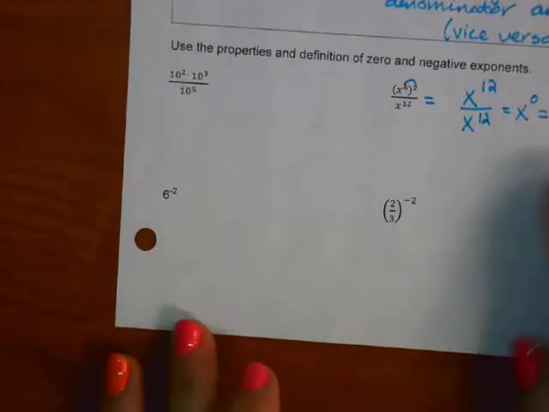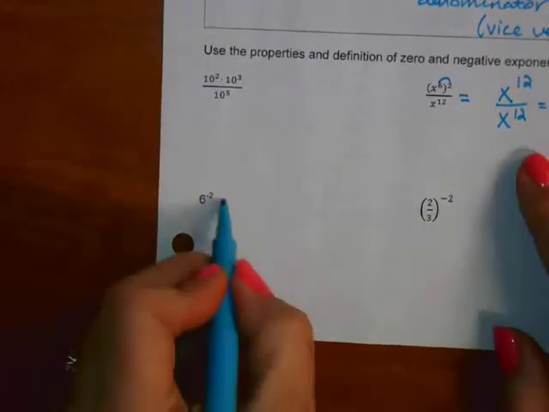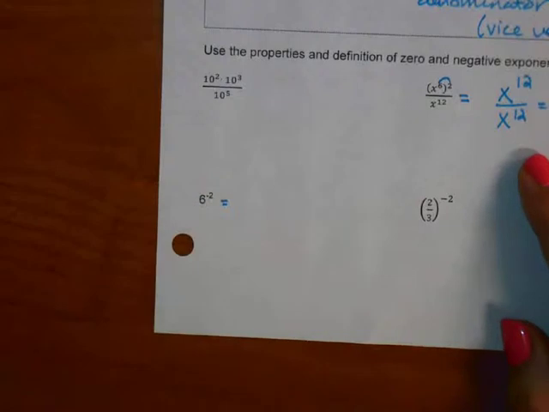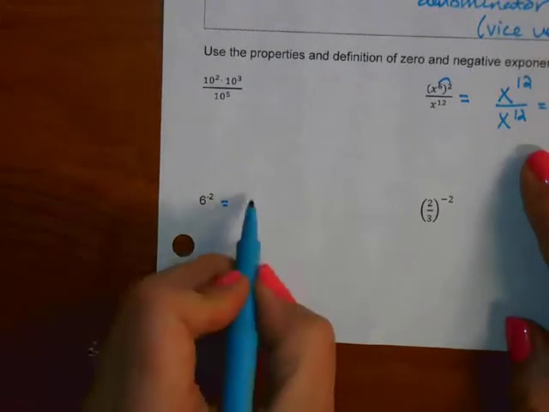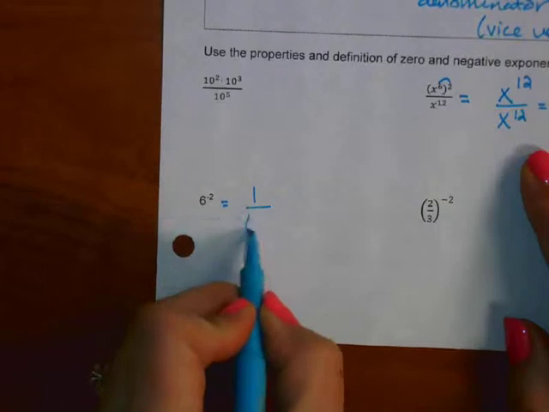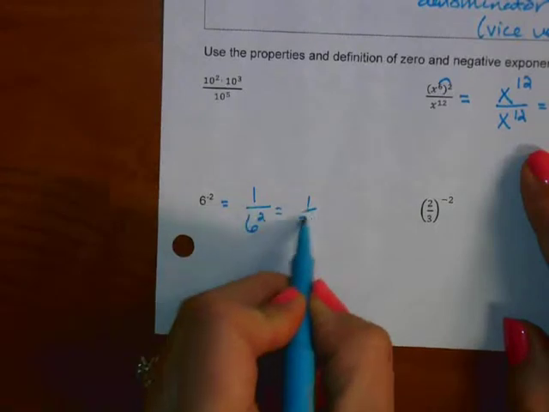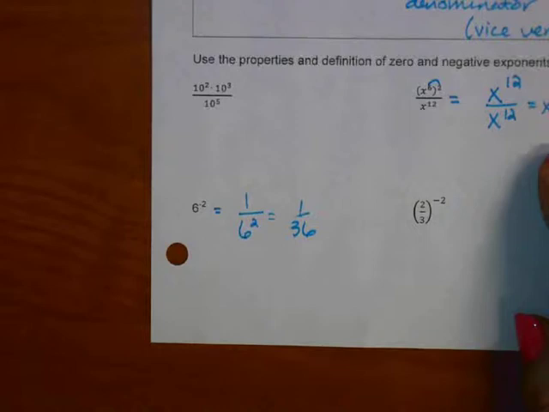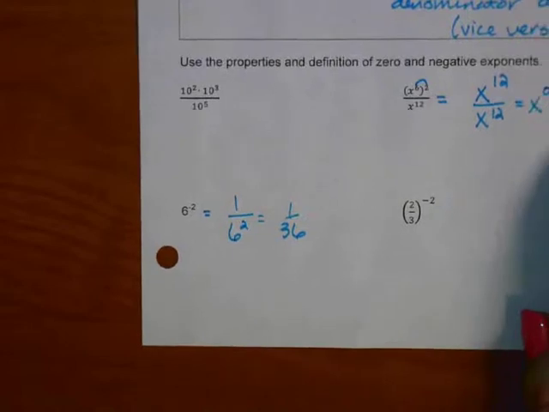These don't take very long. Let's just work through them. Hopefully you know how to rewrite this without negative exponents. What would it be? 1 over what? Okay, 1 over 36. Either way, 1 over 6 squared or 1 over 36.